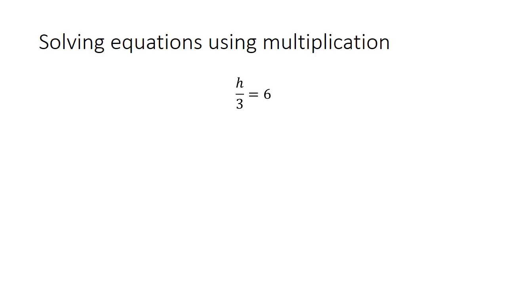Here's our next equation. h divided by 3 is equal to 6. We want to isolate the h. The h needs to be all alone. So how do we get rid of this h divided by 3? How do we get rid of this 3?